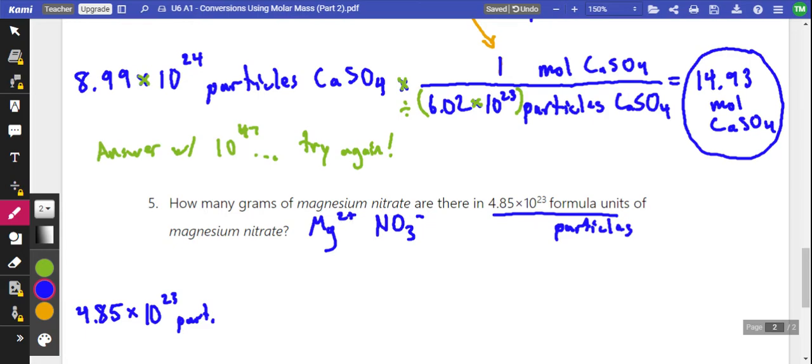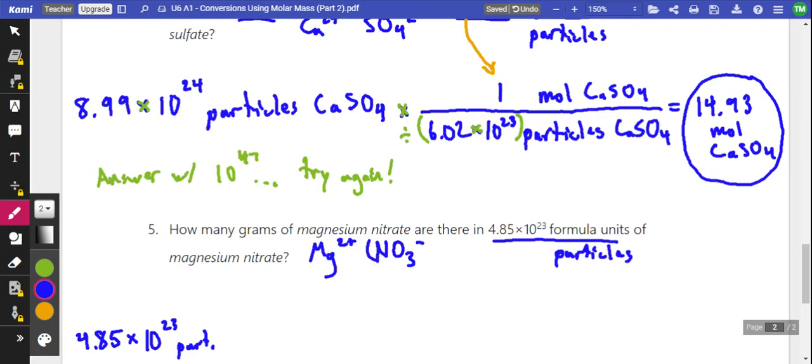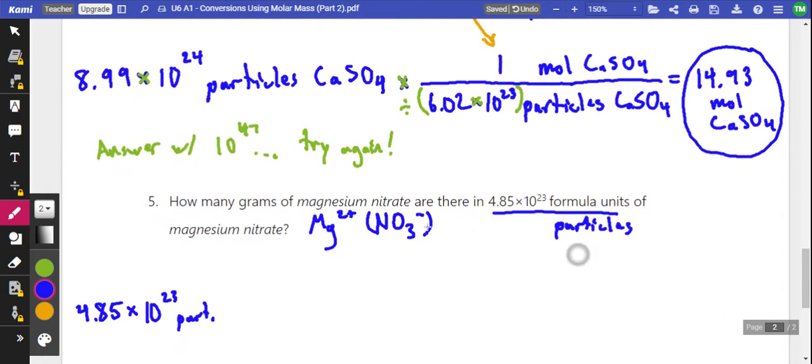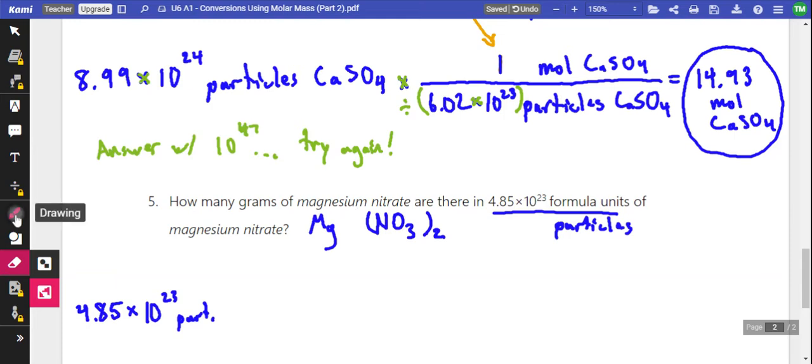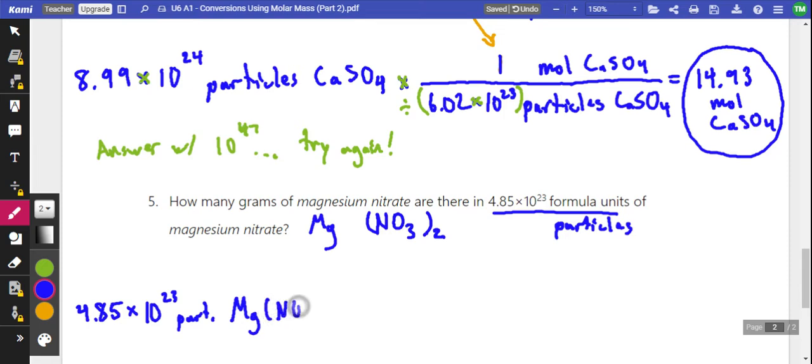So to fix that, I'm going to wrap this whole thing up in parentheses and put a 2 down here to say that there are 2 of those whole nitrate polyatomic ions. There's 2 NO3s. That means I should have 2 negative charges to be able to cancel with my positive 2 charge, which is a good sign of a happy ionic compound. So my formula of magnesium nitrate is Mg, and then parentheses NO3, and that whole thing is there twice. It's Mg(NO3)2.